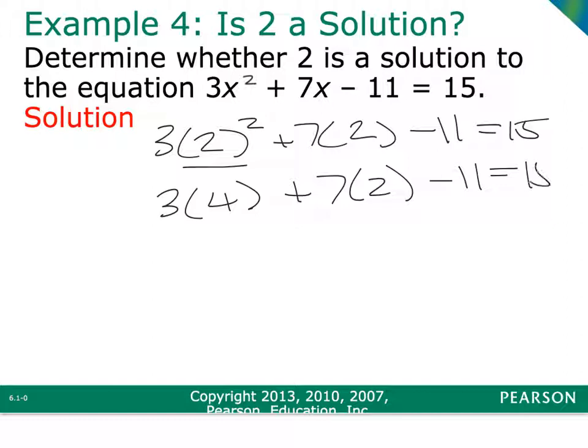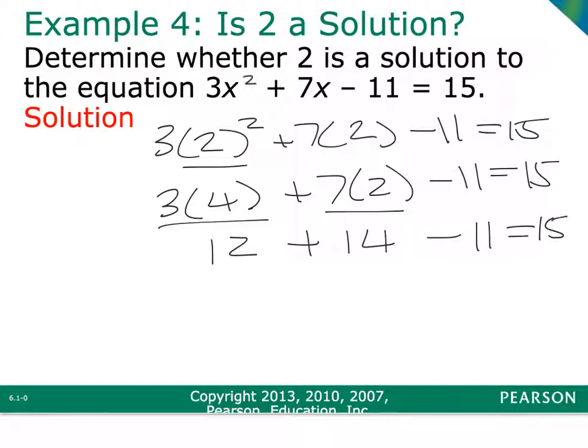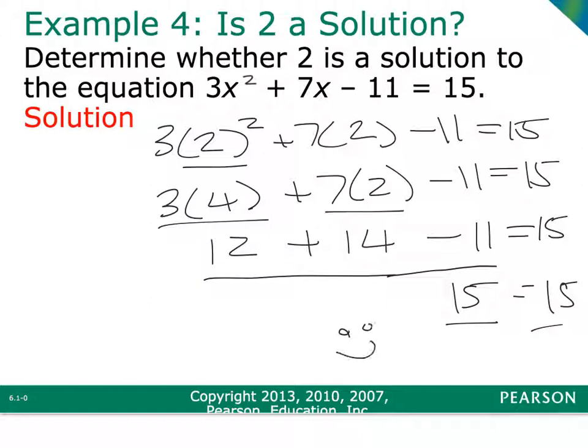Then I'm going to do multiplication and division. 3 times 4 is 12. 7 times 2 is 14. And then I'll do my addition and subtraction. 12 plus 14 is 26. 26 minus 11 is 15. We received 15 on the left side. We wanted 15 on that side. We are indeed a solution. 2 is a good value for this problem.